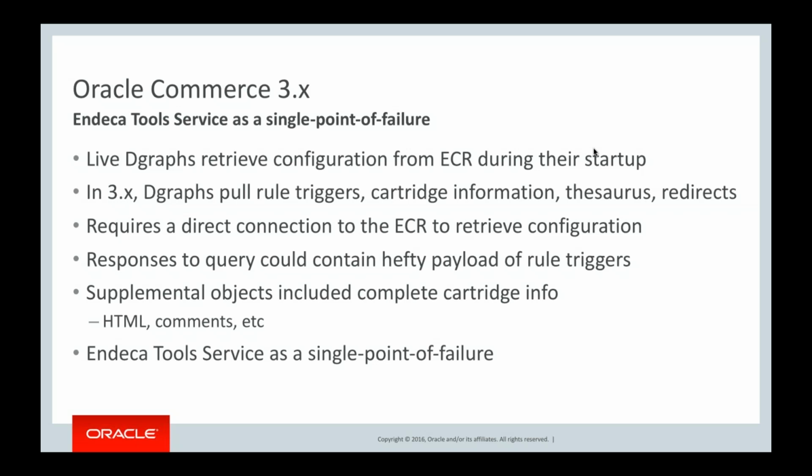Another part that we made a change with is with supplemental objects. We used to include the HTML and comments that occurred with supplemental objects. Now we removed that. We only include the metadata. So the supplemental objects are much smaller. So the response size is, you make a query to the dgraph, it comes back with a response. The supplemental objects could make the response size bloated, which could potentially cause performance issues on the dgraph and pages slow to respond.